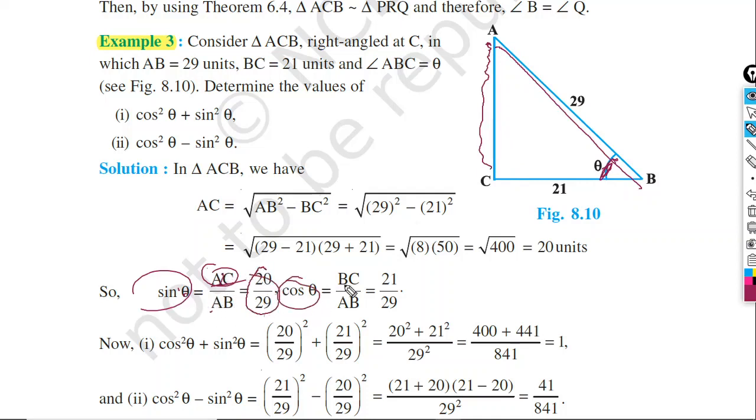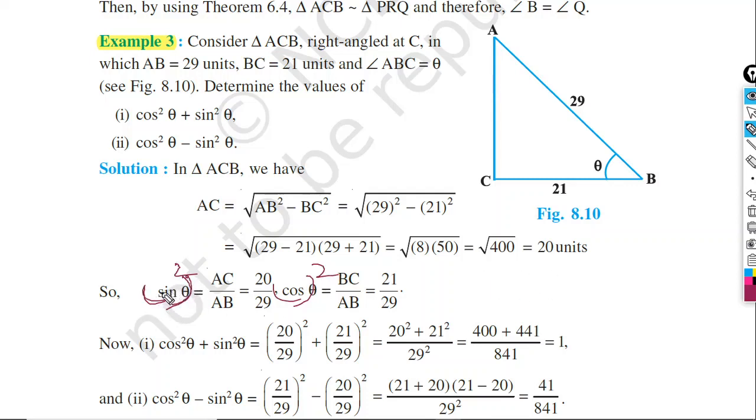Similarly, cos theta. Cos theta is side adjacent of theta. Who is that? BC, divided by AB. Who is AB? AB is the hypotenuse. That will be equal to 21 by 29. Now we will square on both sides. That means you can find sin square and cos square theta.